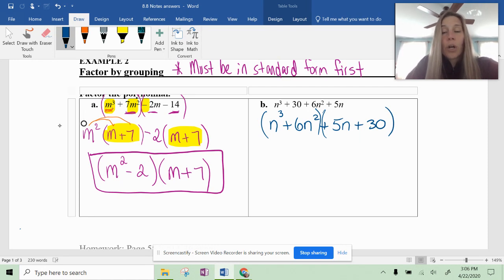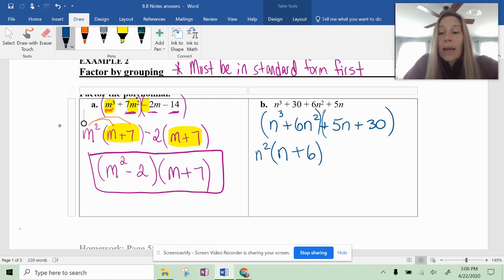So for the first two terms, what is my GCF there? Well, there's no number that can come out because only one of the terms has a number other than 1. But we have an n cubed and an n squared. When they have the same variable, whichever one's smaller is the GCF. So n squared would be your GCF. And then you divide each of those terms by that GCF. So n cubed divided by n squared leaves you with n. And 6n squared divided by n squared, the n squareds cancel, and you're just going to have plus 6.